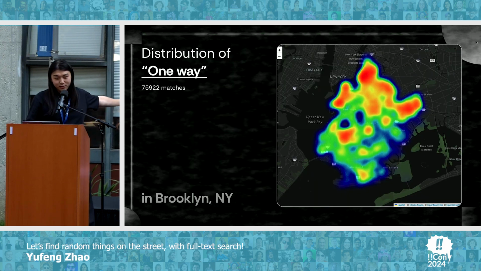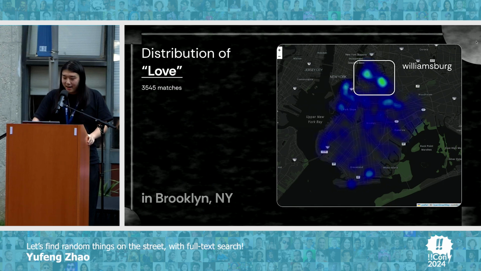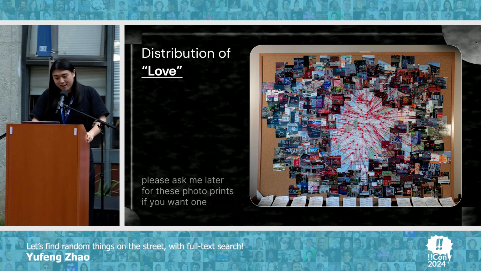So this is a distribution of a few keywords. First, we start with one way. It's more in the most populated areas in Brooklyn. If you search Delhi, Sunset Park shows a hike. If you search love, Williamsburg, probably because the gentrified storefronts like to say love on their marketing materials. Distribution of love is such a playful concept, so I also built a physical installation as if I'm tracking down on an investigation board where these are.